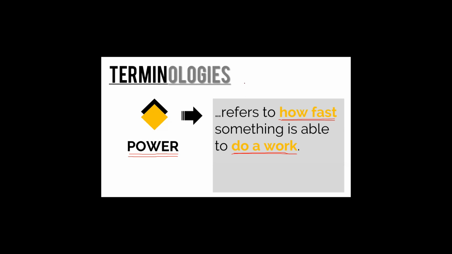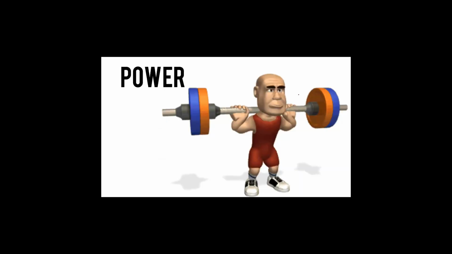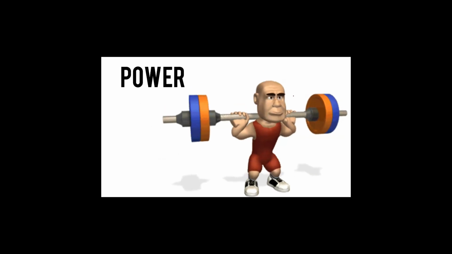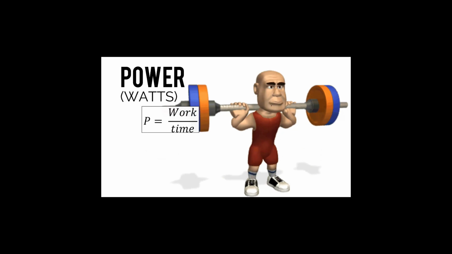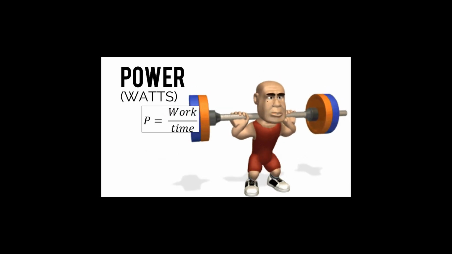So since energy is used to fuel the object to do a work, then power naman is referring to how fast an object can do a certain work. But how can we determine the power of a certain object? To determine or to know the power of an object, we will use the equation for power, which is power is equal to work over time.